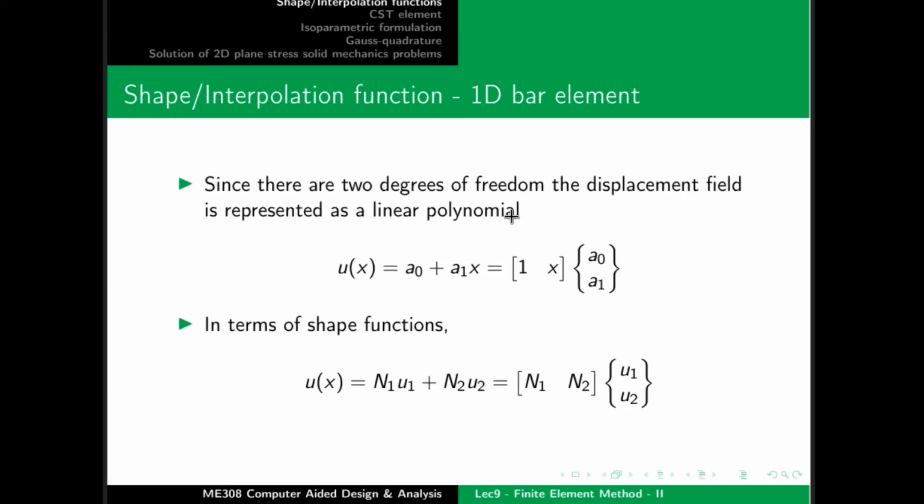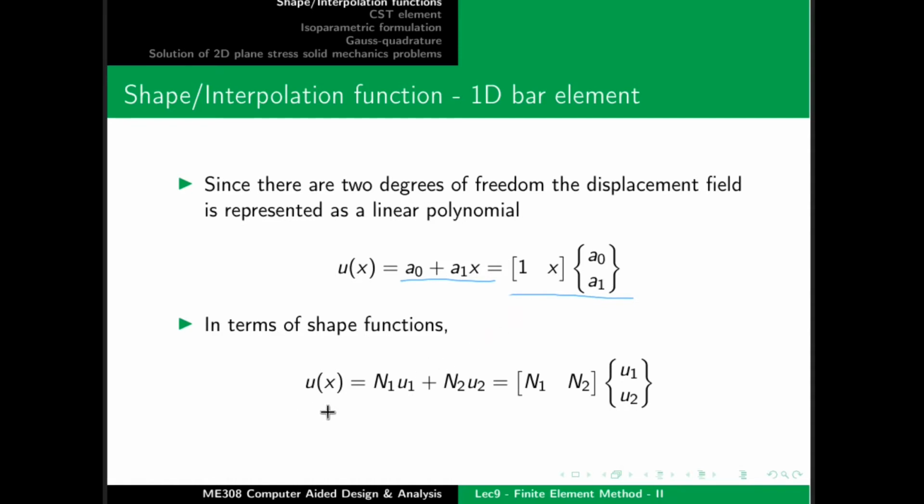So first we will consider the 1D element. For a 1D linear element, we have only two nodes, and each node has only a single degree of freedom. Each node can displace in the x direction only. Since there are 2 degrees of freedom, the displacement function is represented as a linear polynomial. Please keep the matrix form in mind. So this is a matrix representation of this linear polynomial a0 plus a1x. We can represent it as a product of these two matrices.